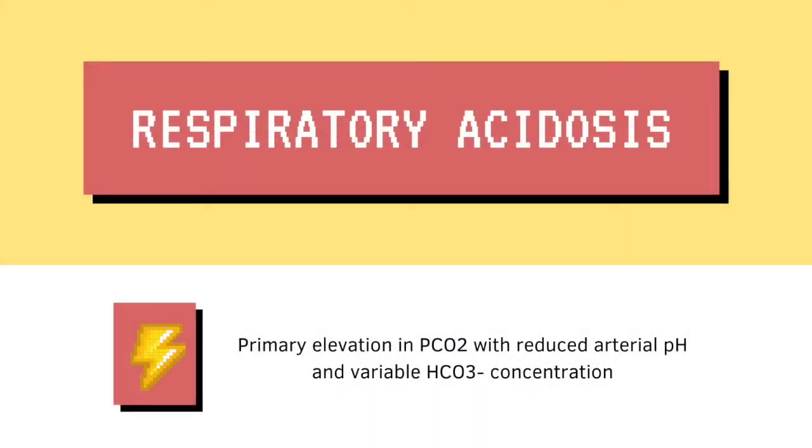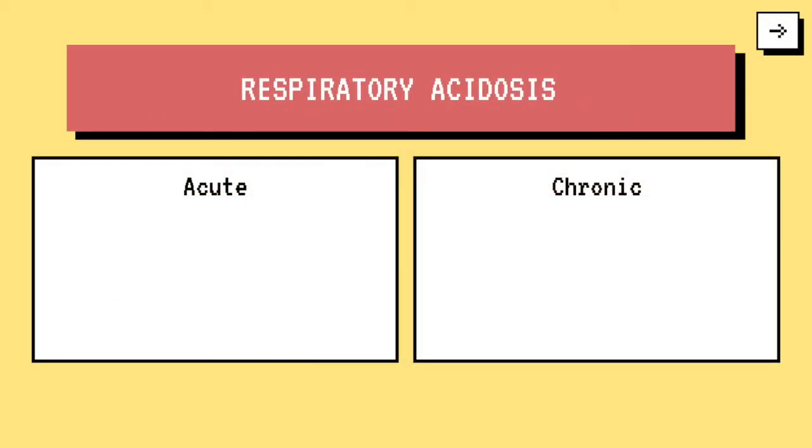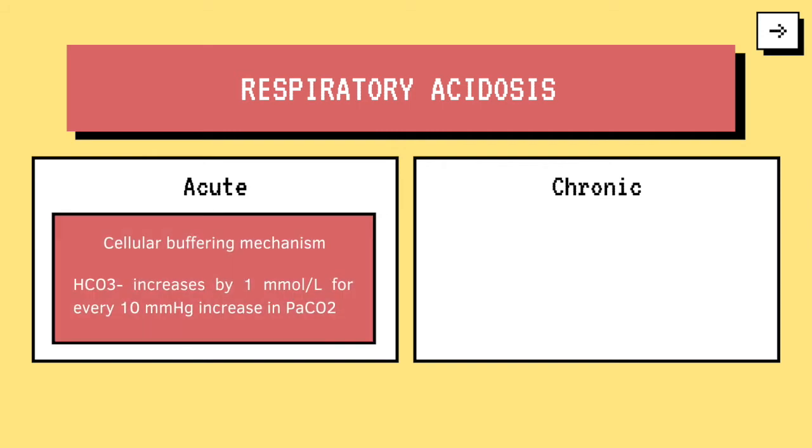The third acid-base disorder is respiratory acidosis, which is the primary elevation in partial carbon dioxide with reduced arterial pH and variable bicarbonate concentration. This can be due to severe pulmonary disease, respiratory muscle fatigue, or ventilatory control abnormalities. Respiratory acidosis may be acute or chronic. For acute, the cellular buffering mechanism results in compensatory changes by which bicarbonate increases by 1 millimole per liter for every 10 mm mercury increase in partial carbon dioxide.